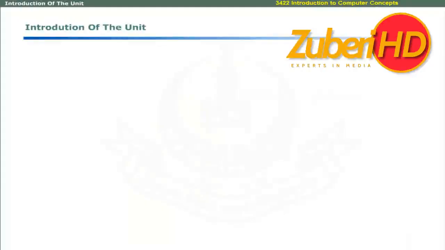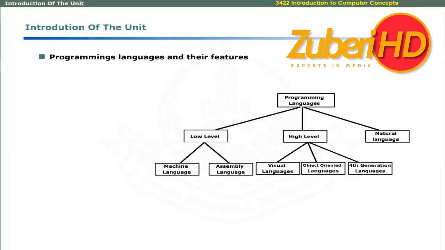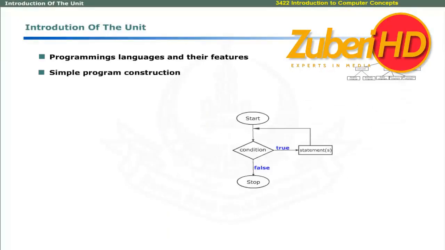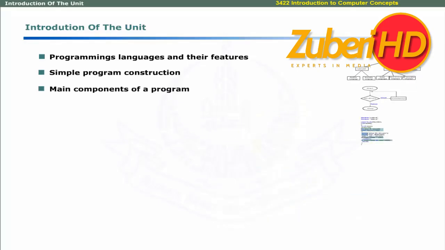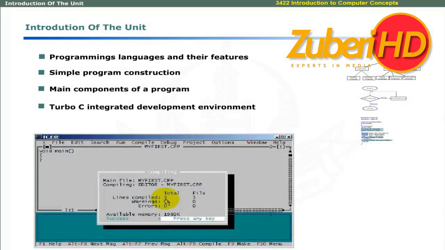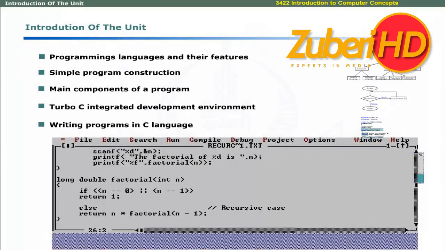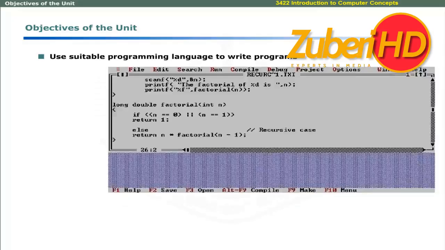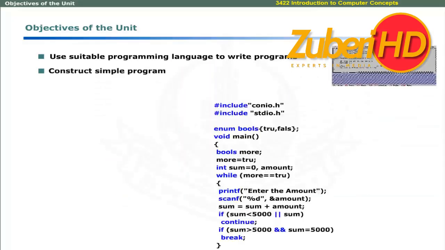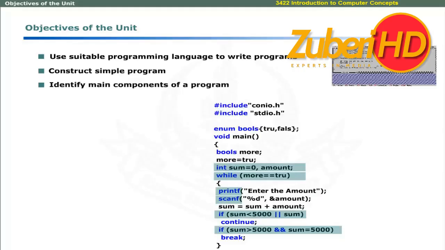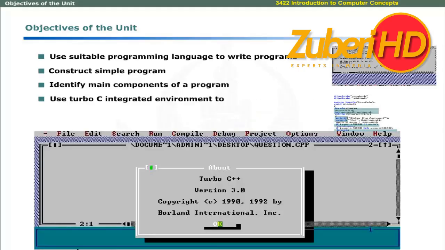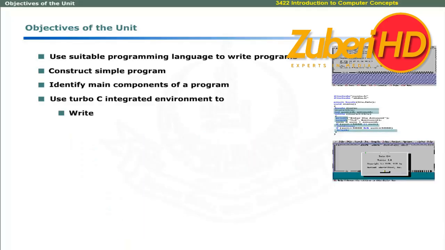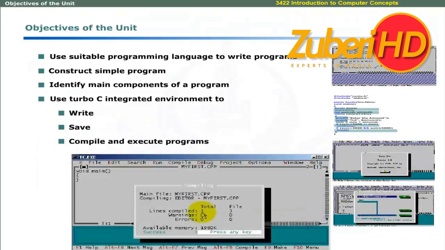In this unit, we will introduce you to programming languages and their features, simple program construction, main components of a program, Turbo C integrated development environment, and writing programs in C language. After completing this unit, you must be able to use suitable programming language to write programs, construct a simple program, identify main components of a program, use Turbo C integrated environment to write, save, compile, and execute programs.